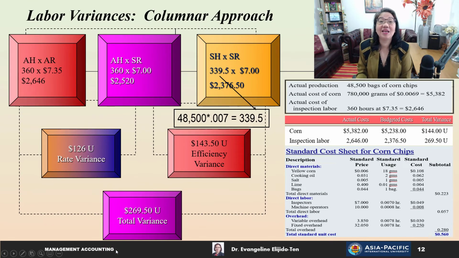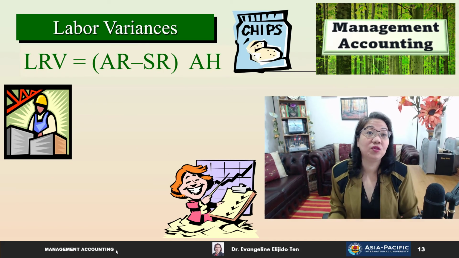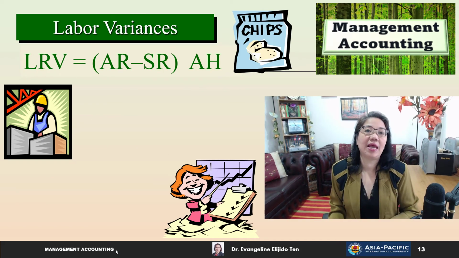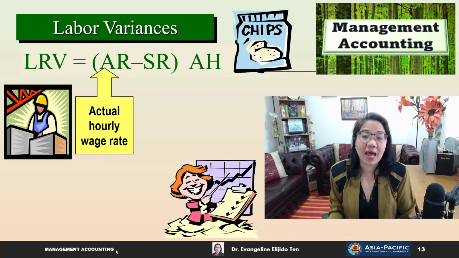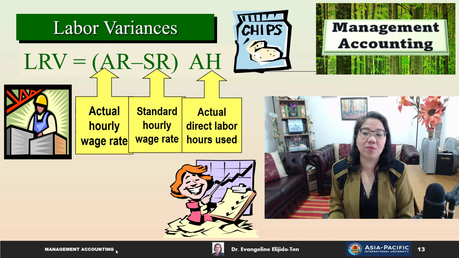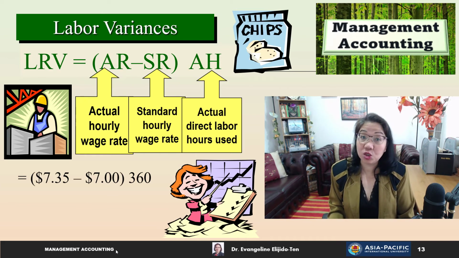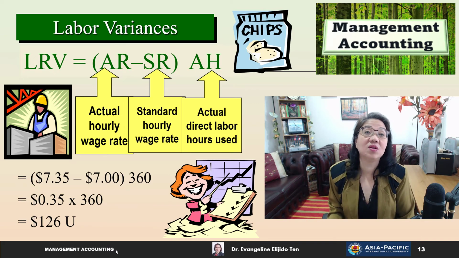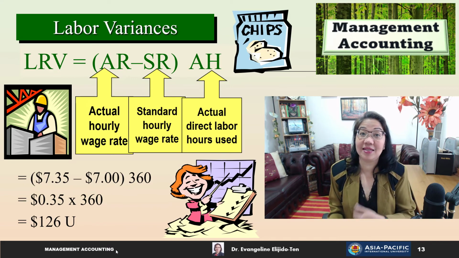All right, so that is the columnar or tabular approach to calculating direct labor variances. Let's now move to the formula method. We will calculate the labor rate variance using the formula: actual hourly rate minus the standard hourly rate, multiplied by the actual hours of direct labor. In our illustrative example, the actual rate for labor was $7.35. The standard rate is $7, and the actual hours was 360 hours. That would give us a labor rate variance of $126, and it is unfavorable because the actual rate is greater than the standard rate.